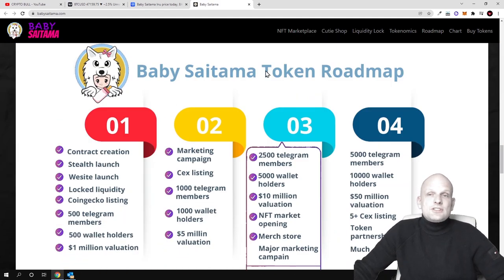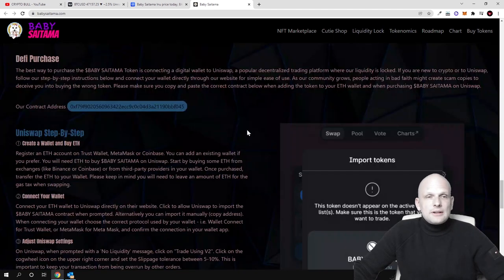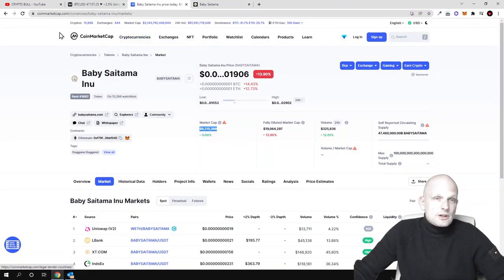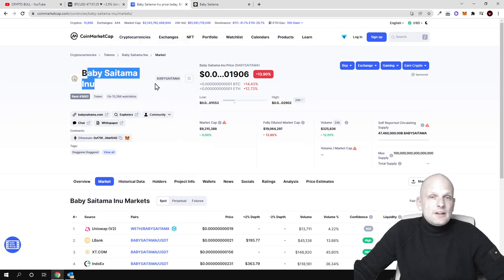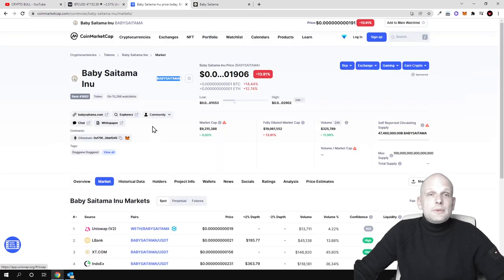And here is the Baby Saitama token roadmap. You can come in and check this out for yourself. I will not be getting into it and how to buy. Obviously, like I mentioned, guys, if you are interested to buy it, this information is also available on CoinMarketCap. If you go to Baby Saitama, there are Baby Saitama tokens, and you can just click here on market, and then you can click if you would want to buy on Uniswap by using your MetaMask or any other of these exchanges. You can click on this pair and you will be redirected, and you will be able to buy and sell these Baby Saitama tokens.